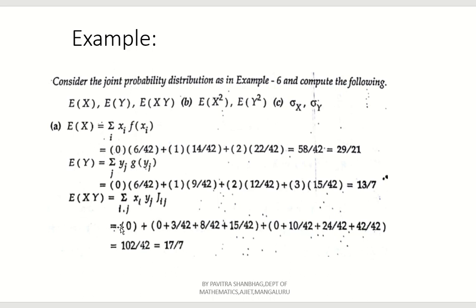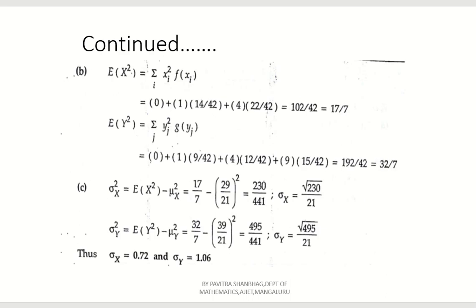Now can you find next E of x square? What is meant by E of x square? Summation x square f x. 0 into 6 by 42 plus 1 square into 14 by 42 plus 2 square into 22 by 42, and you need to find what you will get. See here, 102 by 42, that is nothing but 17 by 7, right?